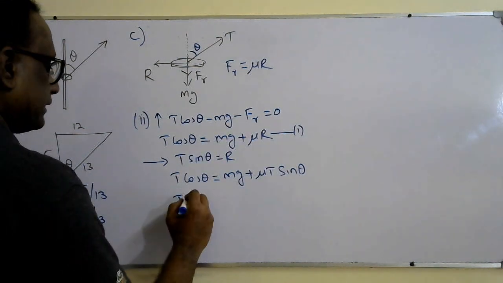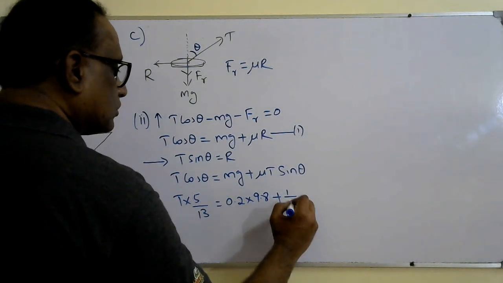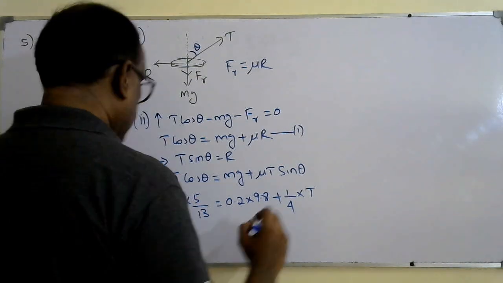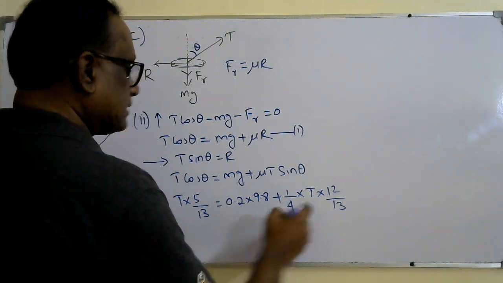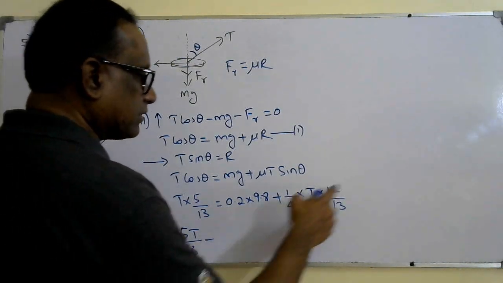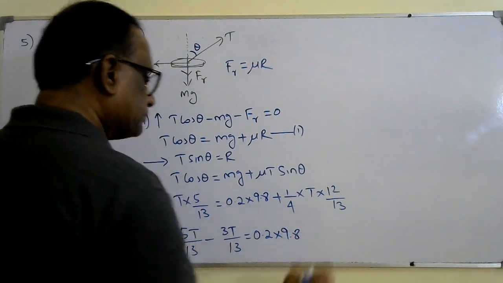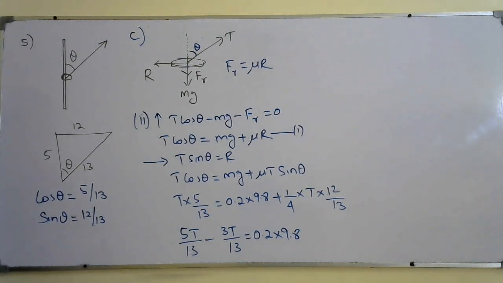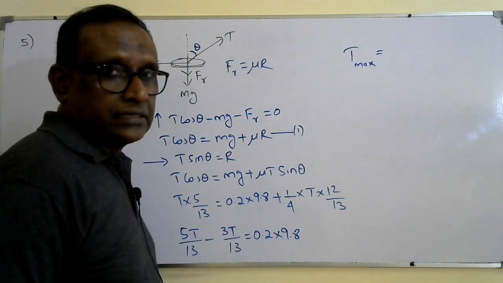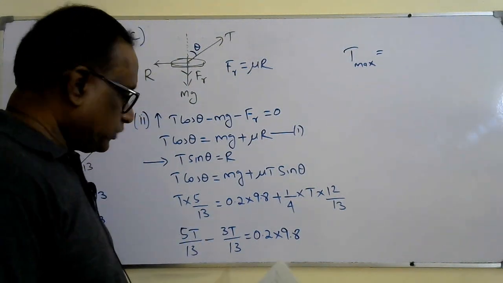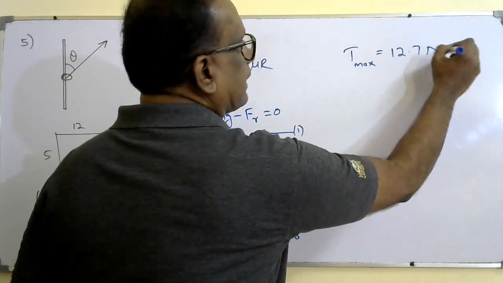Same as earlier, cos theta is 5 by 13, equals 0.2 into 9.8 plus mu, 1/4, T sine theta, 12 by 13. Now you know how to solve it. That gives 5T over 13 minus 3T over 13 equals 0.2 into 9.8. So here find the T, that is going to be the maximum T. This is the maximum tension to keep the ring in equilibrium. So you'll get 2T over 13, solve it. T maximum you'll get 12.747 Newton. That's the maximum tension.